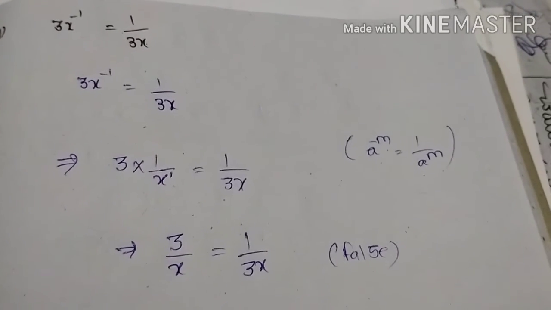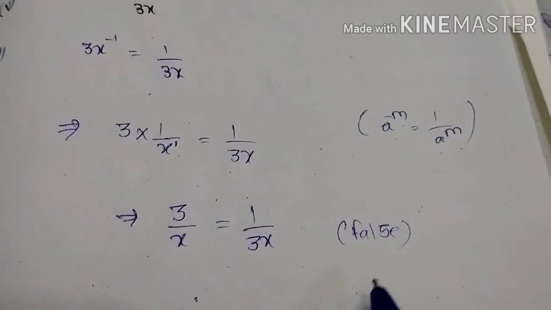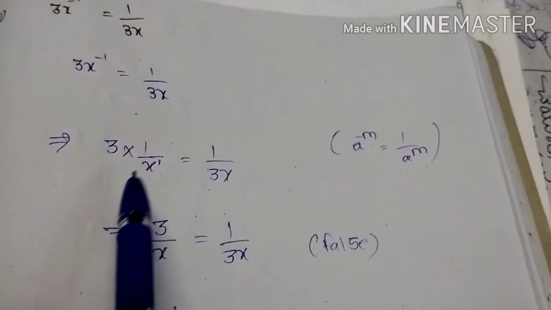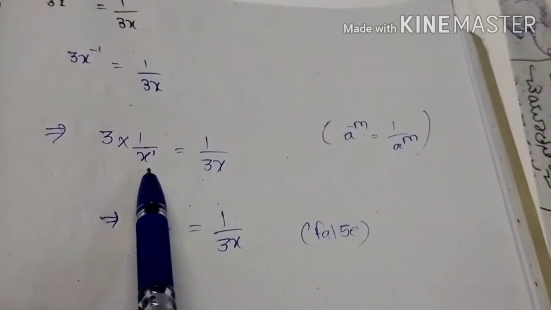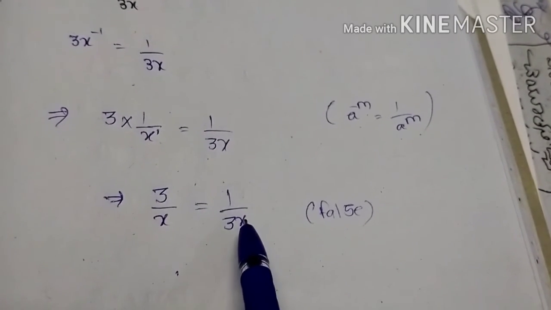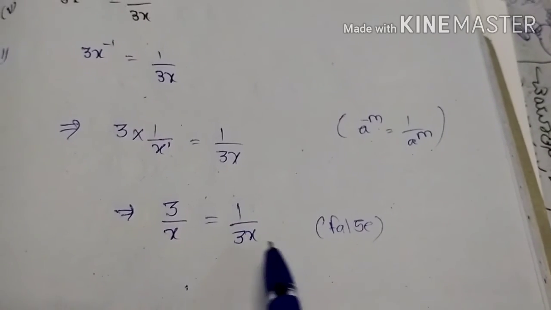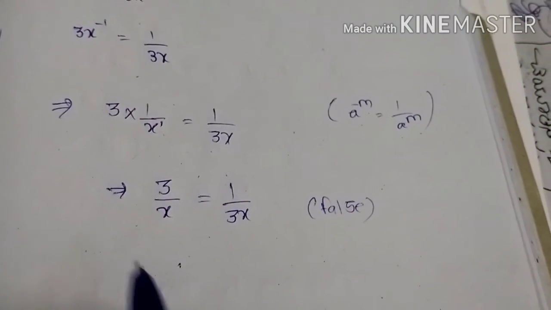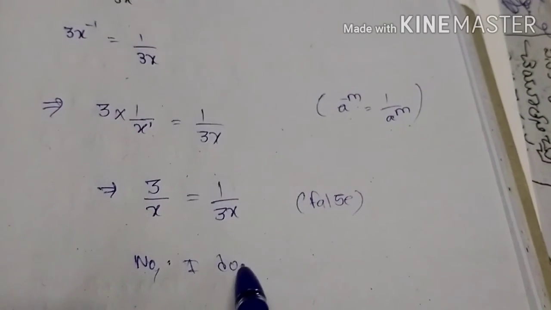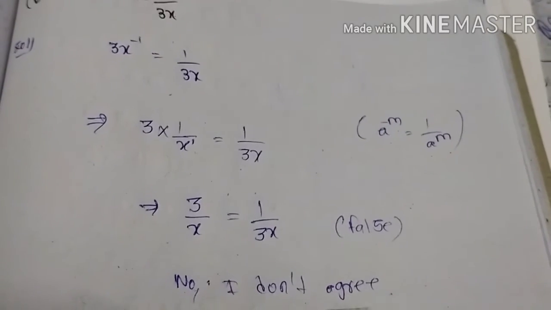See here another problem. 3 into x to the power minus 1 is equal to 1 by 3x. Once you see here, you already know the basic definition a to the power minus m is equal to 1 by a to the power m. See here I have written x to the power minus 1 as 1 by x to the power 1. Here 3 into 1 means 3, so 3 by x is equal to 1 by 3x. Once you see here, is 3 by x equal to 1 by 3x? It's not equal, so you can write here false. So you can write here no. I don't agree. This is your solution.